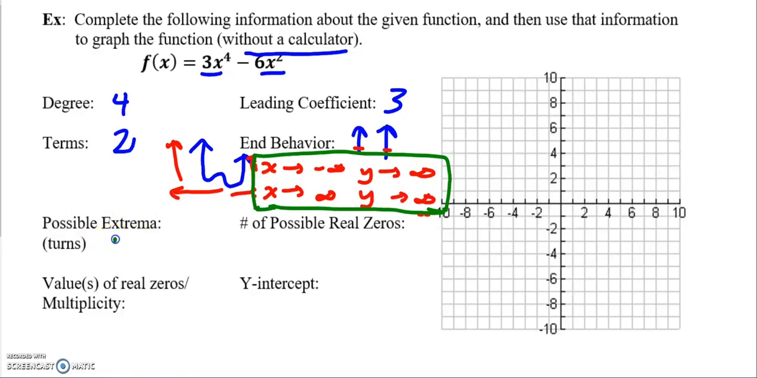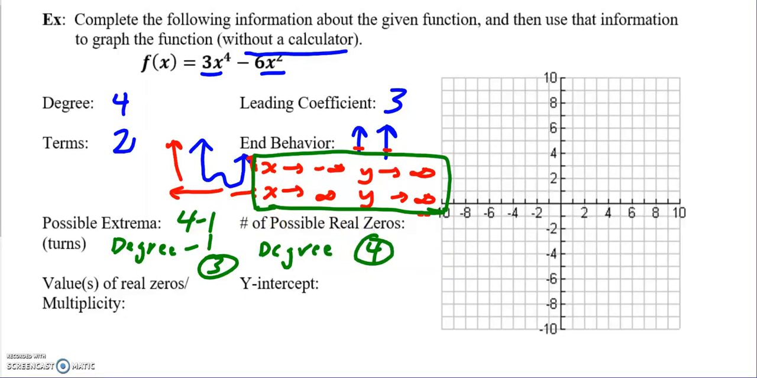Possible extrema. That is the degree minus 1. So for this example, because the degree is 4, that means that my number of turns must be 3 possible ones, 4 minus 1. My number of possible zeros is the same as the degree of my polynomial, so that means my possible real zeros would be 4 of them.